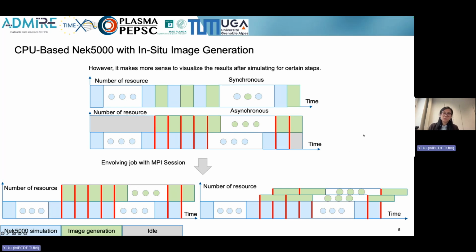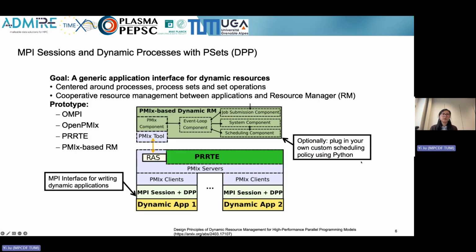First, I will introduce in a bit more detail MPI-Sessions and how we use them for dynamic resource management. We use the technique called dynamic processes with P-sets. It is a generic application interface for dynamic resources. It is centered around process sets and set operations. It can interact with resource managers.